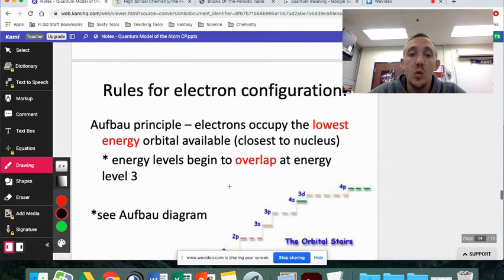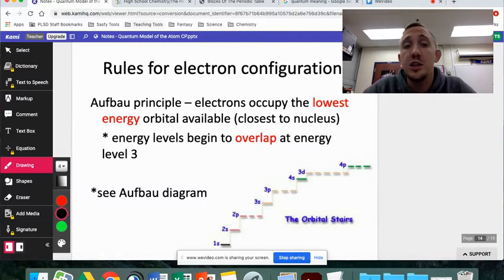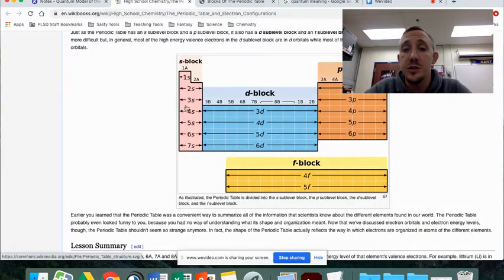So there are rules with electron configurations, and we're going to be talking about this. This may not make sense right now, but I'm going to show you how to use your periodic tables. If you notice on the periodic table, we have the sublevels in here. Your energy levels are shown by your period numbers. So period 1 is energy level 1, period 2 is energy level 2, period 3 is energy level 3, period 4 is energy level 4, 5, 6, and 7.